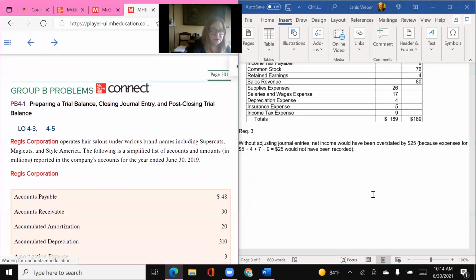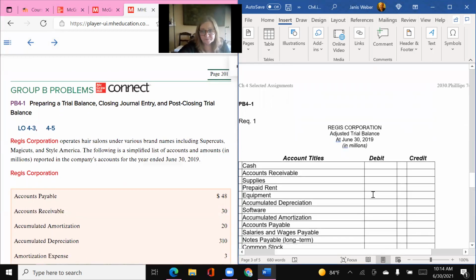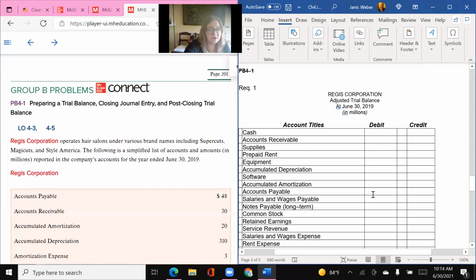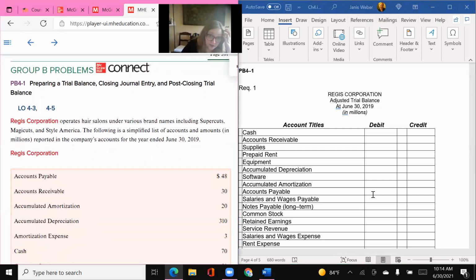PB41, it's just this first one here. It's on page 201 in your textbook. This is the last problem that we have on this chapter out of the textbook. This is Regis Corporation, which operates hair salons under various brand names, including Supercuts, Magic Cuts, and Style America.